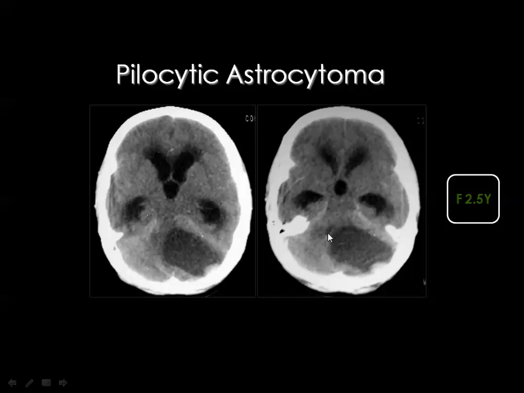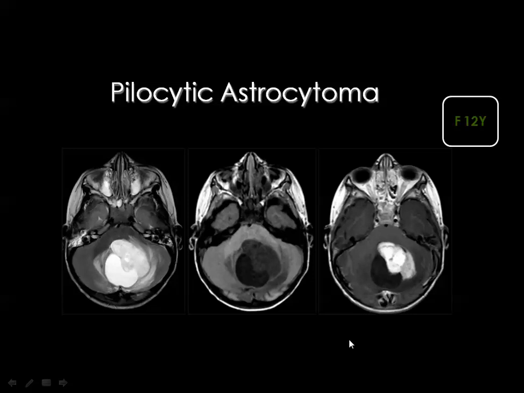And this is a good example of pilocytic astrocytoma by MRI, T1 weighted image and T2 weighted image and T1 post contrast. Here, you can see the cystic component and the solid component, which is large, showing contrast enhancement, and the solid component appears of relatively intermediate signal in the T1 and high signal in the T2 weighted images.